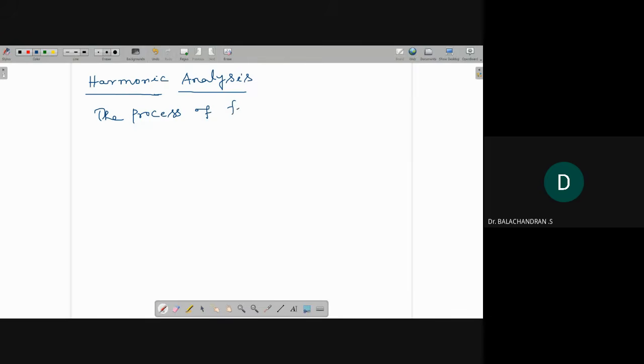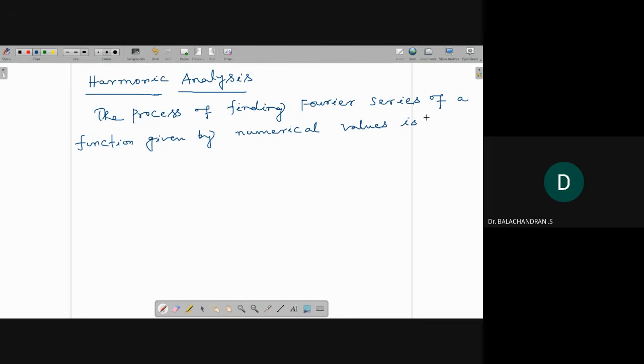of a function given by numerical values, is known as harmonic analysis.